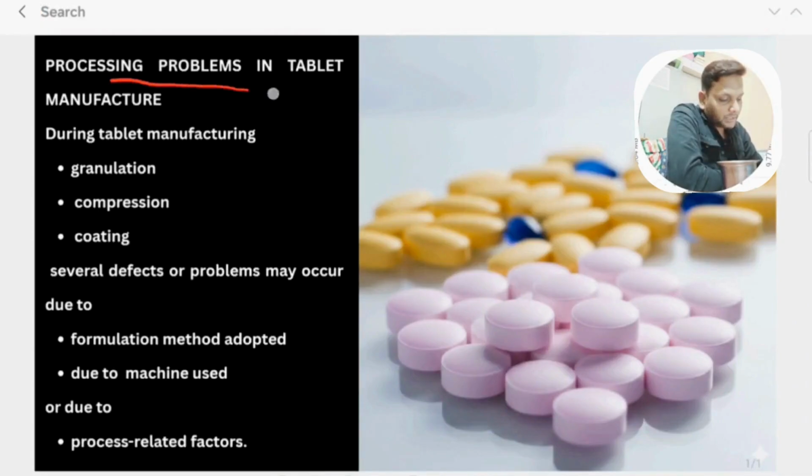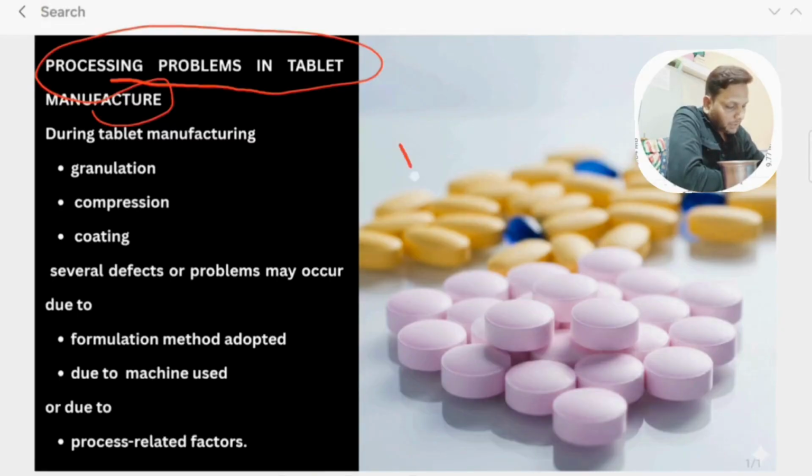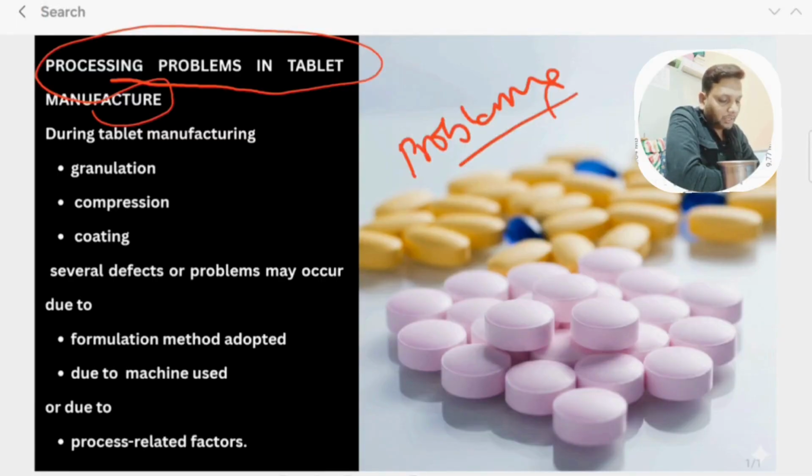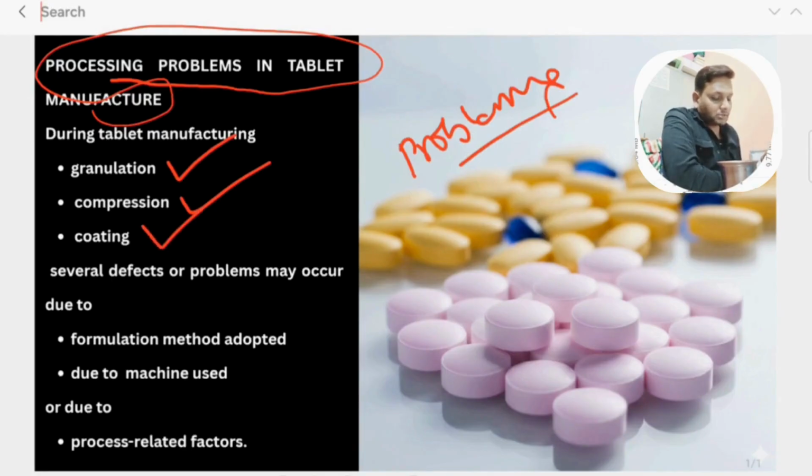Processing problems in tablet manufacturing means we are going to face many problems in the manufacturing of tablets. These problems may arise in different steps, maybe during the granulation process, maybe during the compression process, or maybe during the time of coating. So several defects or problems may occur.